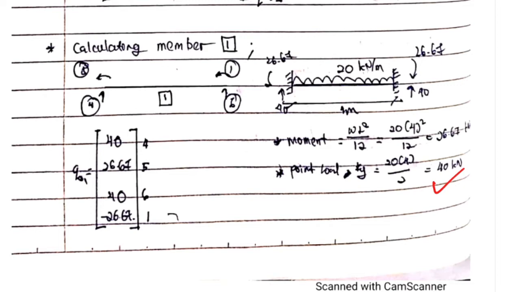So we need to compare with the degree of freedom. At near node is 4, 5, at far node is 6, 1. So position number 4 is equivalent to 40, position number 5 is equivalent to 26.67. Position number 6 is equivalent to 40. Position number 1 is equivalent to negative 26.67. Okay, correct.